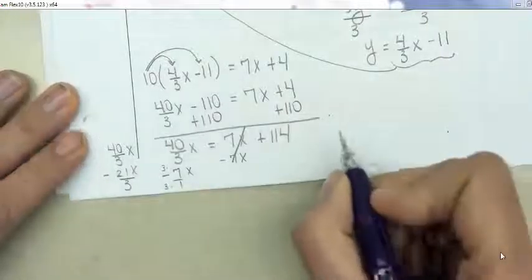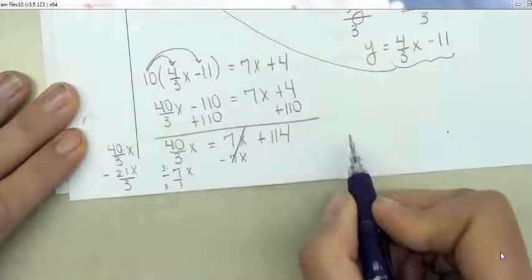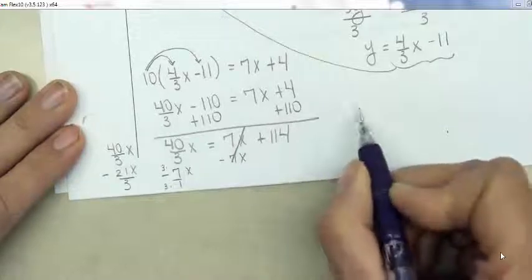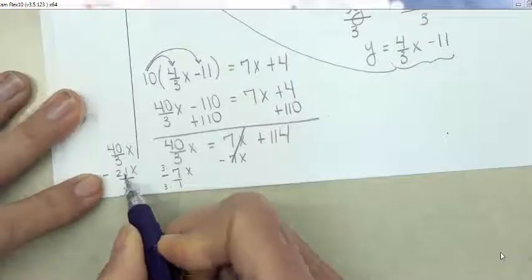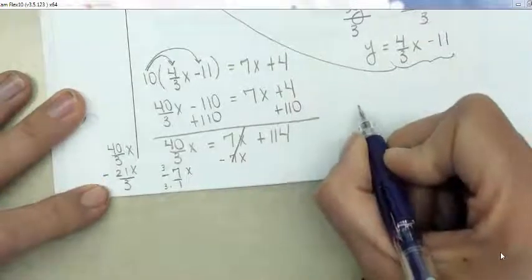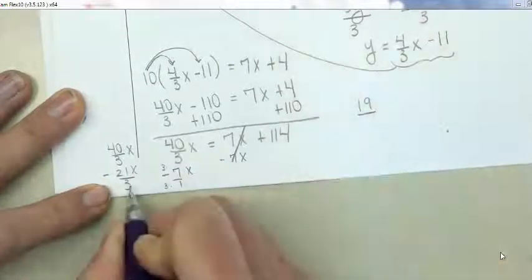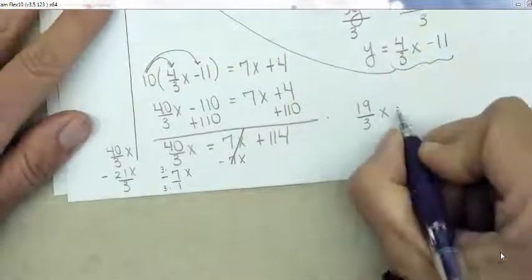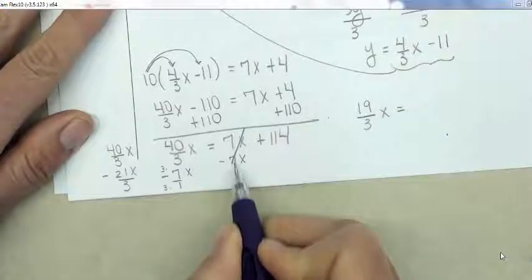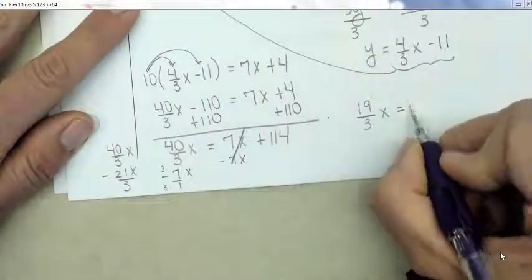Okay, so I'm going to move everything. Let's see, I didn't leave myself really enough room, so I'm just going to come over here. So 40 minus 21 will be 19 over 3x equals, and then again those 7x's went away and I'm just left with 114.